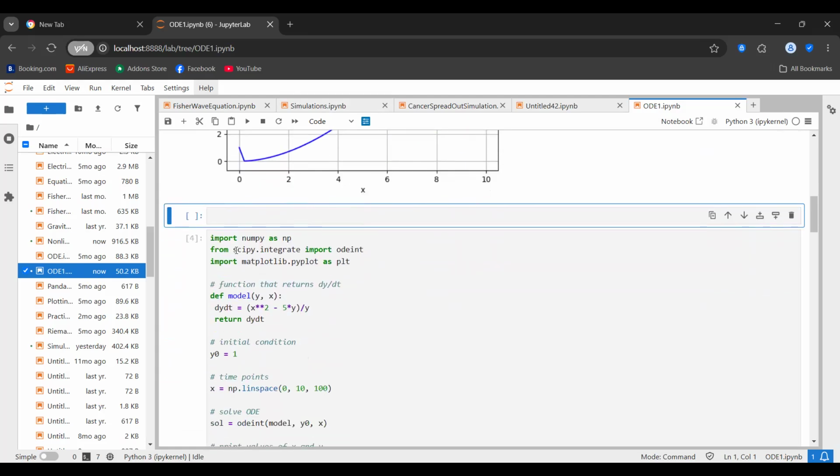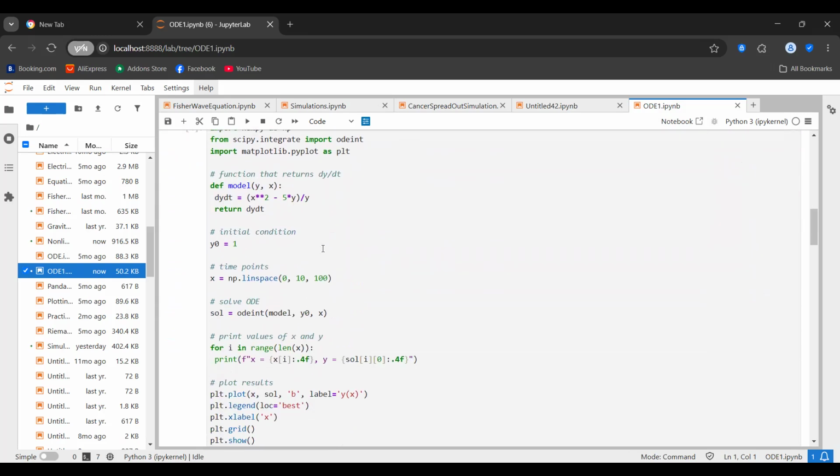Okay, so we have the same explanation here. We have to import NumPy as np, from SciPy.integrate import the ordinary differential equations. Then import matplotlib.pyplot as plt. Then we have to define the model here, y, x. So we have the dy dt. Our derivative of y with respect to x here is x squared minus 5y over y. Then return the dy dt.